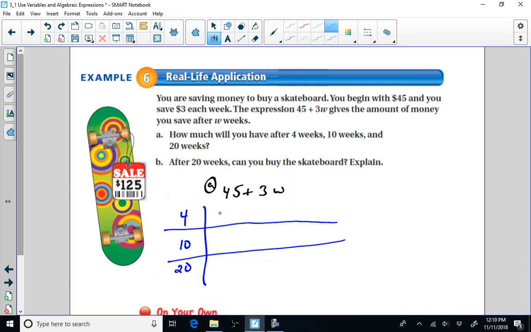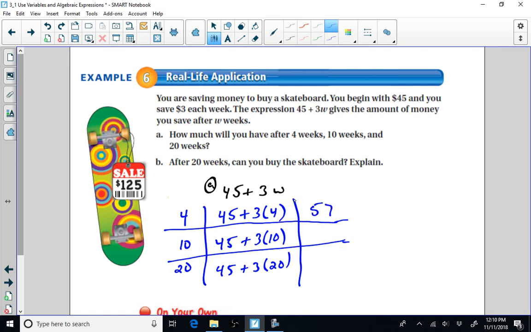So this is going to be 45 plus 3 times 4. This is going to be 45 plus 3 times 10, and this is going to be 45 plus 3 times 20. So we essentially just take our expression and we replace W with our input of 4, replace W with our input of 10, replace W with our input of 20. Then we actually do the math. 3 times 4 is 12. 45 plus 12 is going to be 57, right? And these are dollars. That's how much money we'll save after W weeks.